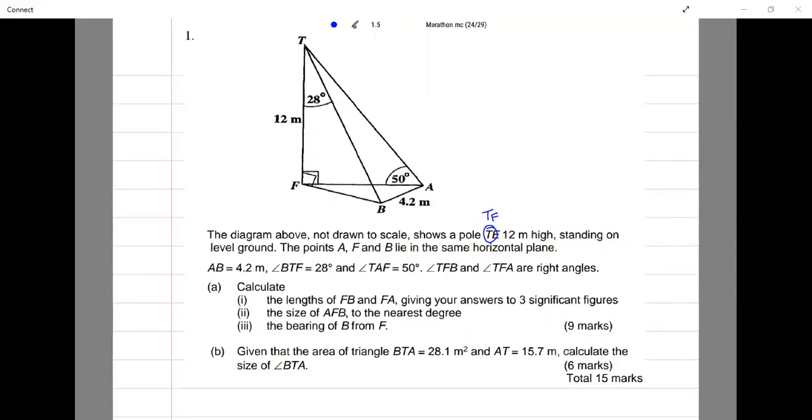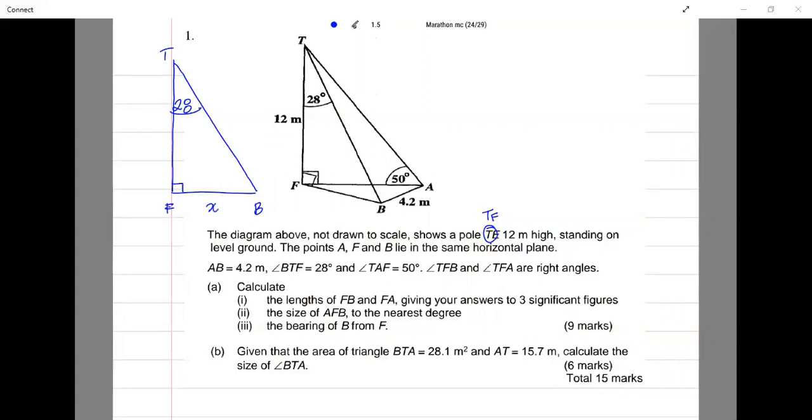FB. So let me draw the triangle that I'm going to use to calculate the length of FB. I'm going to use the triangle to the left. It is drawn in a three-dimensional space, so I'm going to represent it as a two-dimensional triangle. So this is F, this is B, this is T. The angle here is 28 degrees. And we're asked to find FB, I'm going to call it x.